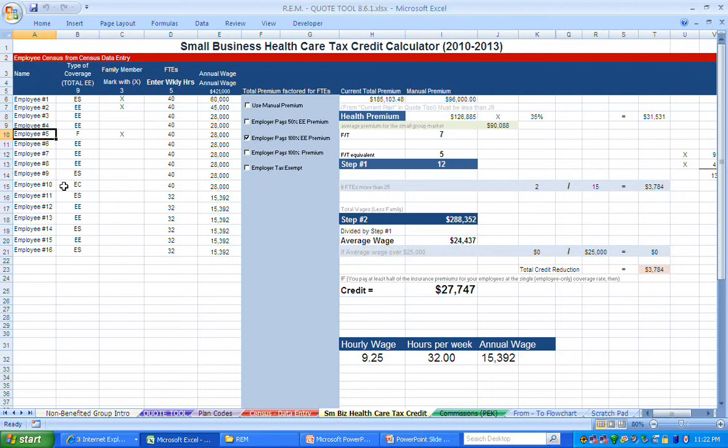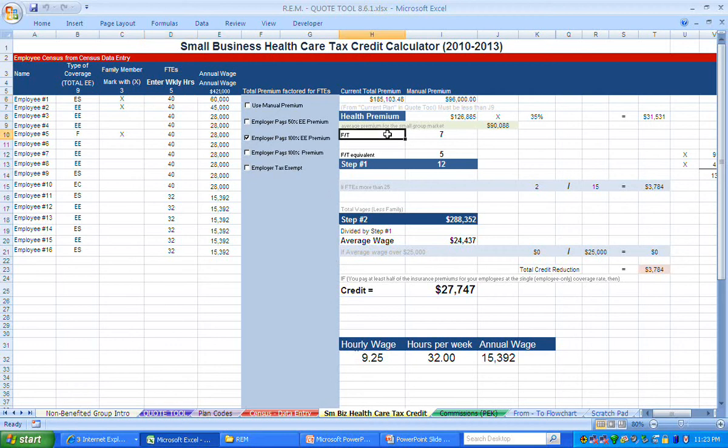So once we have the family status in and the census in, then we mark an X for those particular employees who are family members. We put the correct amount of work in, whether they're full-time with 40, 32, what have you, and their wage. Once their wage is in, and by the way, if you don't know, and they make $9.25 an hour and they work 32 hours a week, down here is a little calculator for you to figure that out.